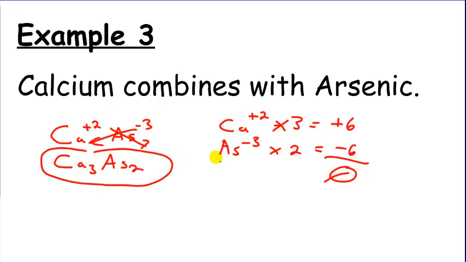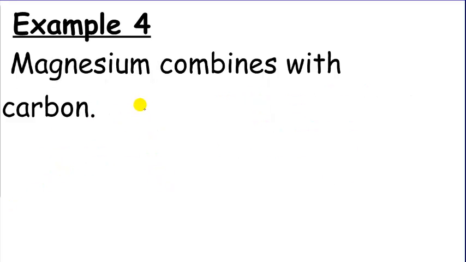Now, you're probably wondering, do I have to do this all the time? No, you don't. What is really important, at least to me, is that you have the correct formula. And if you consistently can get the correct formula, you don't have to worry about doing all these little extra steps. And the last one here, we have magnesium combining with carbon.